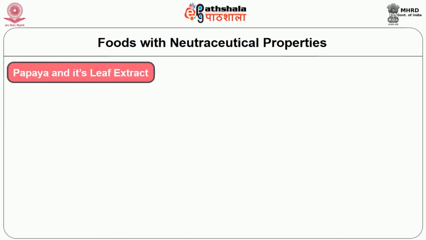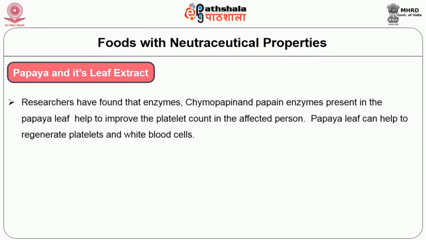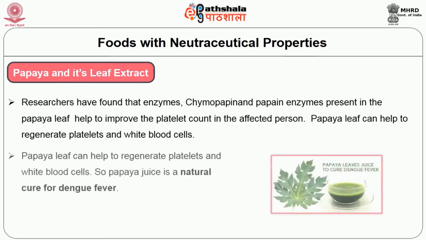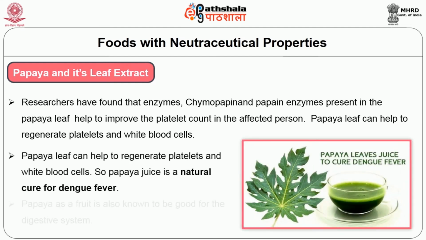Papaya and its leaf extract do wonders. Researchers have found that the enzymes chymopapain and papain present in the papaya leaves help to improve the platelet count in the affected person. Papaya leaf can help to regenerate platelets and white blood cells. So papaya juice is a natural cure for dengue fever.